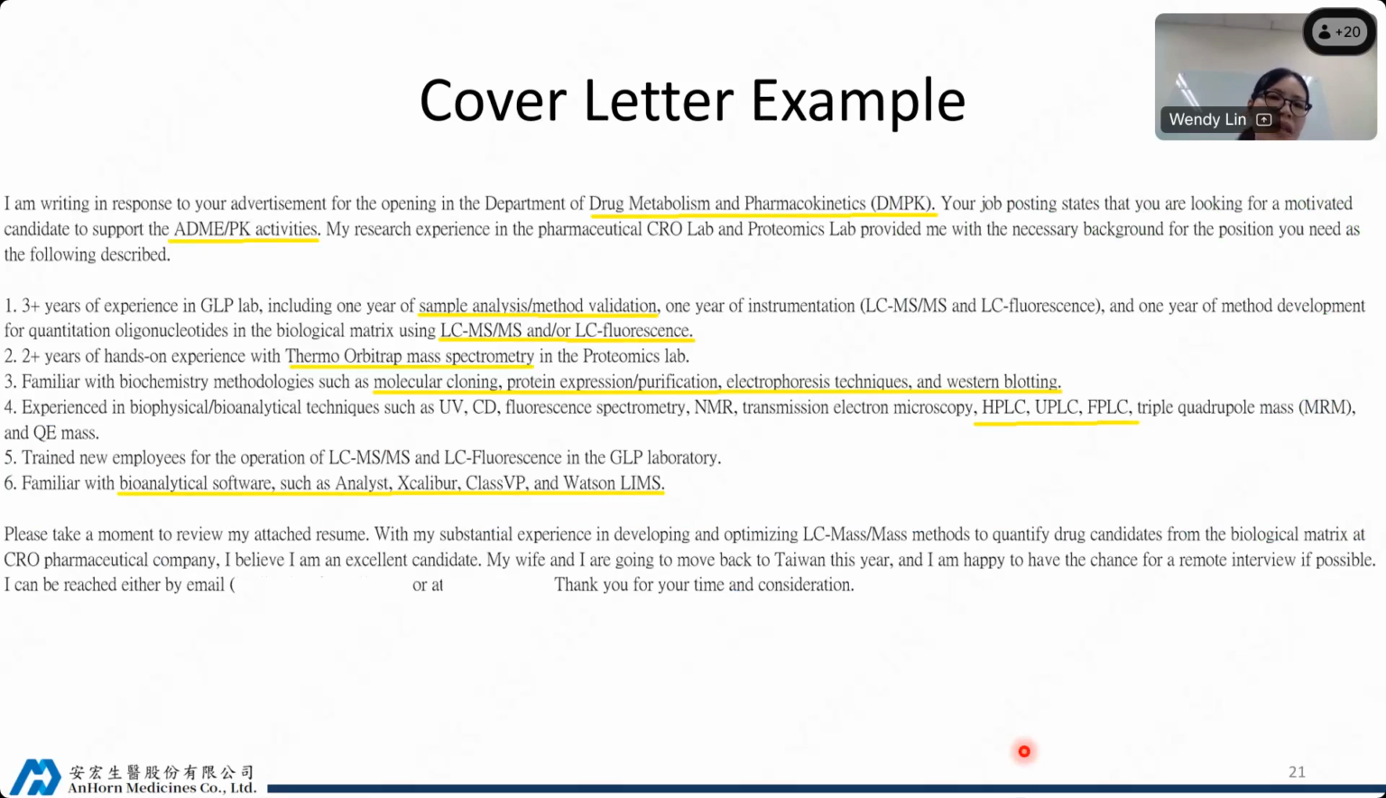As you can see in the cover letter writing, you will incorporate more of the job description, some of the keywords, in your writing as well. So similarly to the resume writing, the purpose is to let the hiring manager understand the qualification that you have for the job.